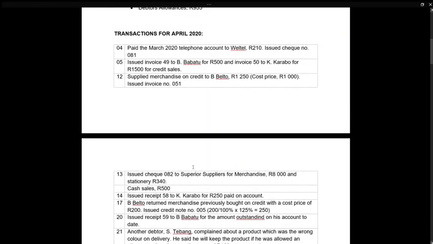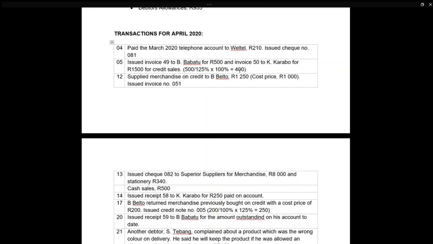On the 5th, issued invoice 49 to B Babatu for 500 Rand and invoice 50 to K Karabu for 1,500 for credit sales. Okay, so in both of these instances, we need to go and calculate cost of sales. Right, so let's do the 500 first. I'm going to take 500, my selling price, divide by my selling price percentage. Remember, I already calculated that 125 on the 17th. Then I will multiply by my cost price percentage because that is what I need to calculate. You will get an answer of 400 Rand.